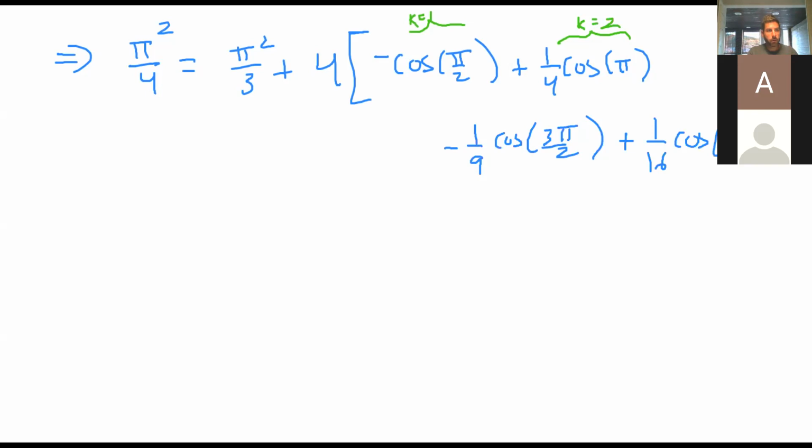cosine of 4 pi over 2. And then, of course, this thing goes on forever. But what do we know about cosine of pi over 2? Cosine of pi over 2 is 0. So if you take your red pen, this goes away. What's the cosine of pi? Well, the cosine of pi is -1. What's cosine of 3 pi over 2? That's also 0. So this goes away. And then this is cosine of 2 pi, which is equal to 1.